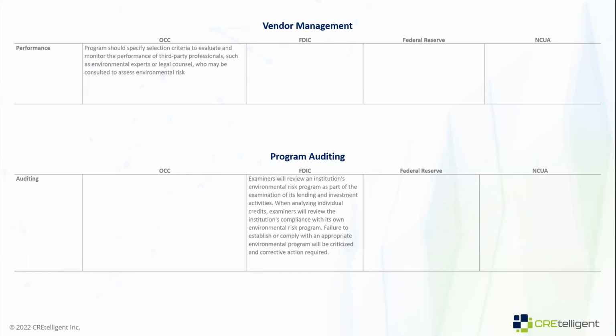Somebody was asking if the regulators actually have a sample matrix. They're putting one together and looking for some kind of guidance. Does any of the regulators have a sample matrix?